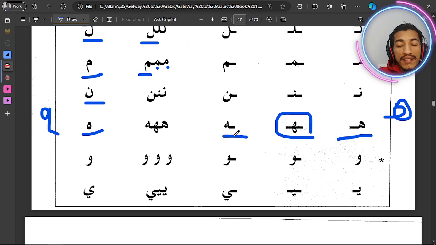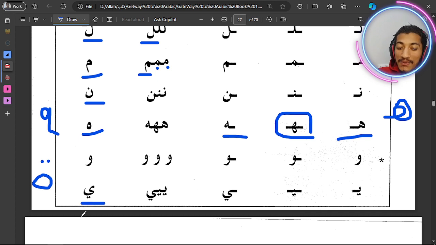If you remember, the last time we said that we have a circle with two dots. What is it? Do you remember? Yes, it's ta marbuta, the closed head ta at the end of the word. Ha is similar to it except for the dots. Okay, that's good. Now ha has four different shapes. The first two are unique, and the last two are similar to ta marbuta but without dots. That's good. And now let's go to ya.